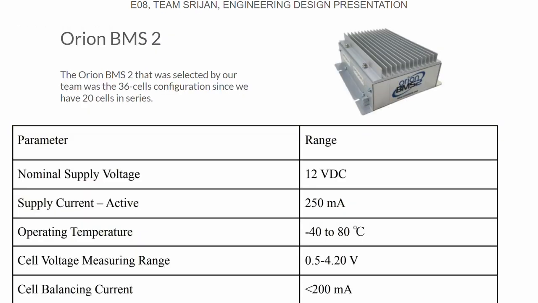We selected the 36 cells configuration Orion BMS because we had 20 cells in series. Supply voltage is 12 volt DC. Supply current active is 250 mA. Operating temperature is -40 to 80 degrees Celsius. Cell voltage measuring range is 0.5 to 4.2 volts, and cell balancing current is less than 200 mA.